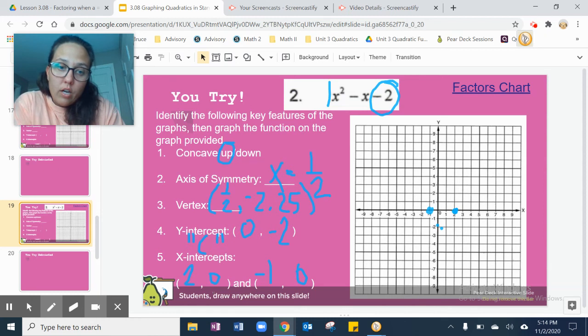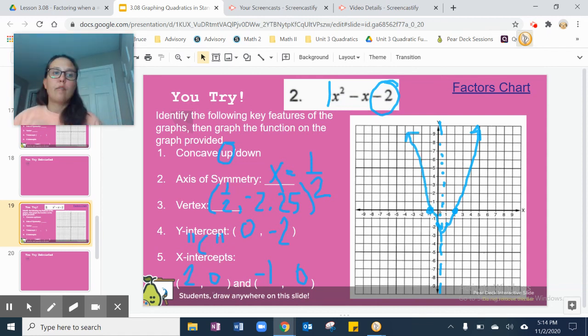And then our axis of symmetry is right in the middle. And I want to reflect my y point across it. So this is what your graph should have looked like.